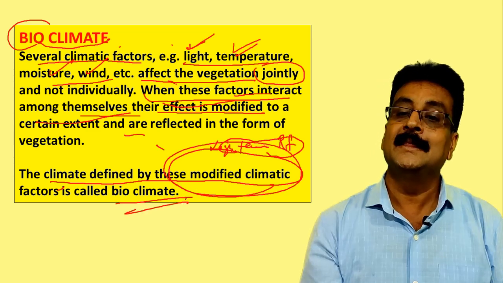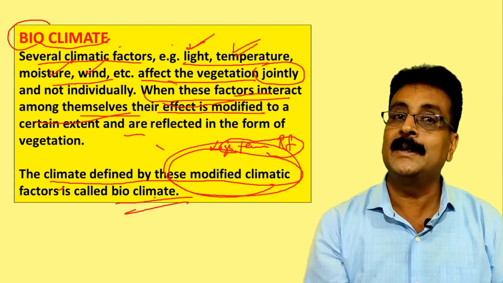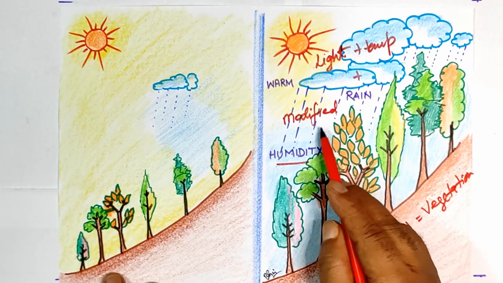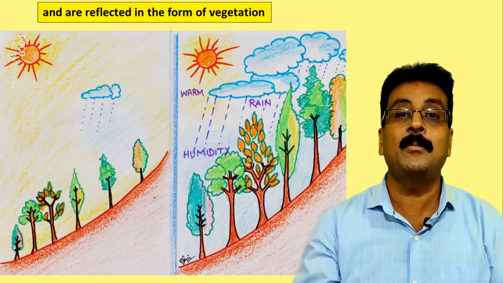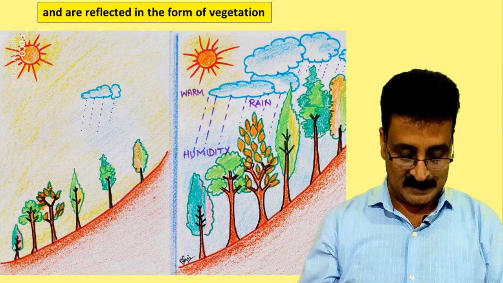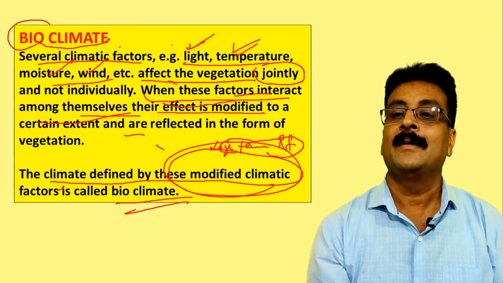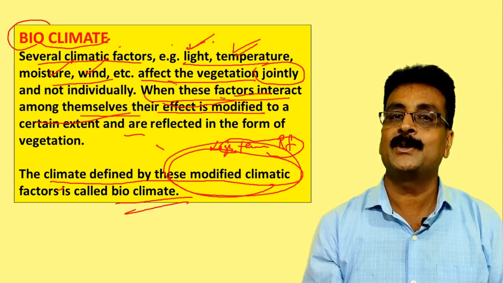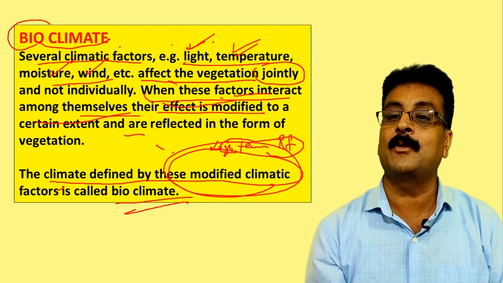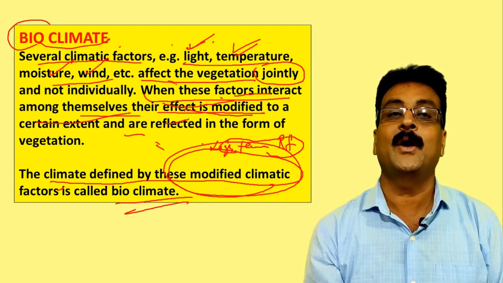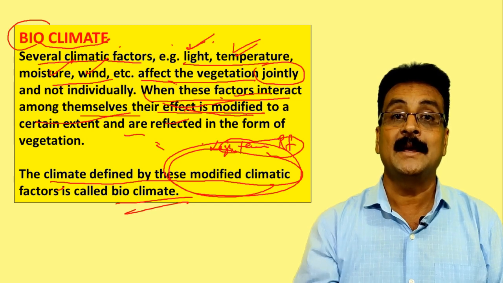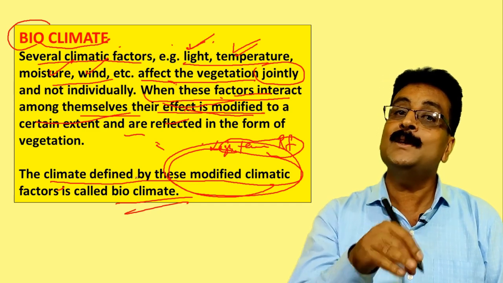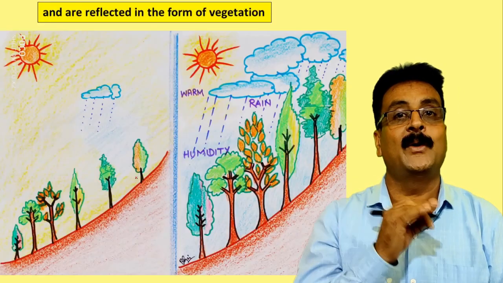Okay, this jointly interacting climate, this climate defined by this modified climatic factor, is called bioclimate, which is reflected in the form of vegetation. So let me repeat. When these factors interact among themselves, which factors? Light, temperature, moisture, wind, whatever. When these factors interact among themselves, their effect is modified to a certain extent that it is reflected in the form of vegetation. So the climate defined by these modified climatic factors is called bioclimate.